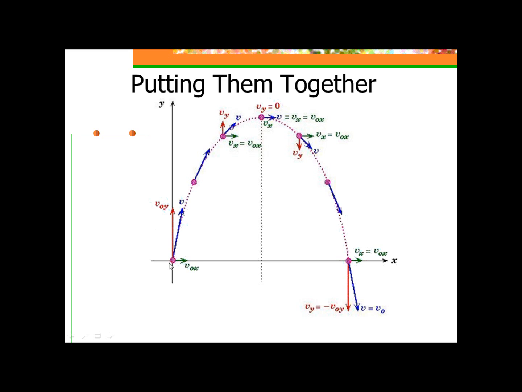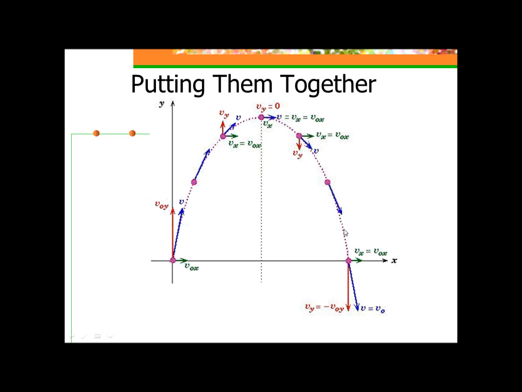The vertical, on the other hand, starts with this very large initial velocity in the vertical, V naught y, and it gets smaller as it goes up until it reaches the top. And at the top, it's 0.